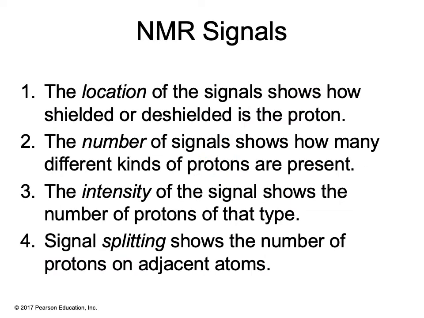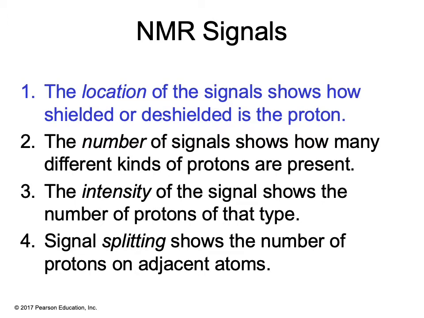So there's going to be four things that we need to learn from our NMR spectra that will allow us to identify what the structure of our molecules are. And that's going to have to do with the location of the signals on the spectra, the number of signals on the spectra, how big the signals are on the spectra, and then what we call splitting, or how many peaks each signal has on the spectra. And so we're going to walk through these one by one in this video.